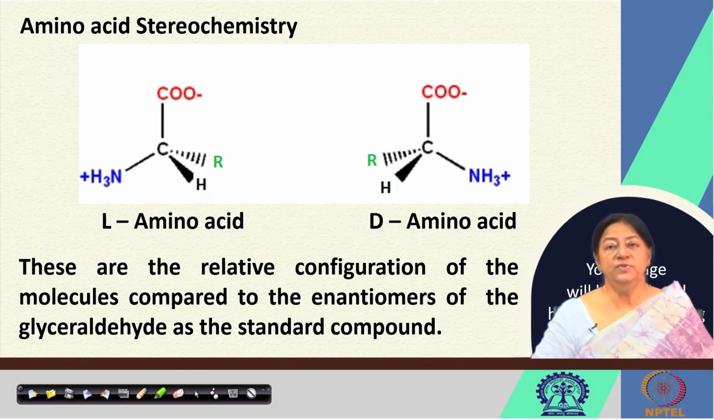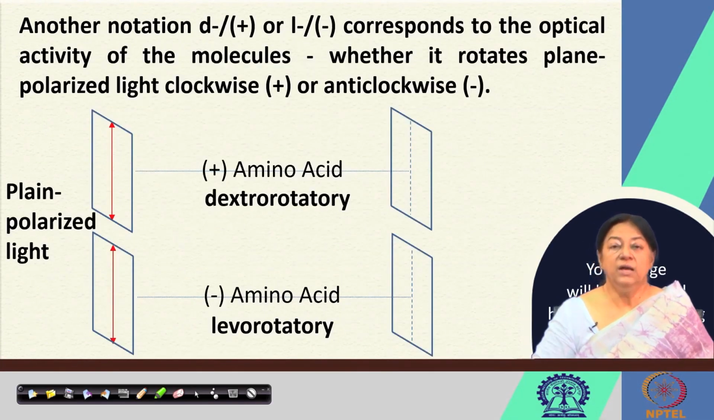So each of the amino acids that we will see will have a D form and will have an L form. These are the stereochemistry of the amino acids that we see. Another rotation is given by a dextrorotatory set and a levorotatory set, because they can rotate what is called plane polarized light. What is this related to? This is related to the optical activity of the molecules.